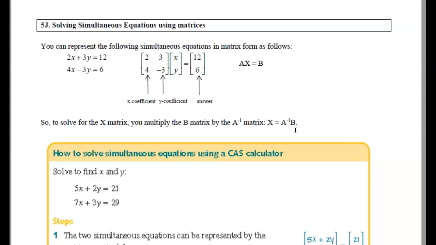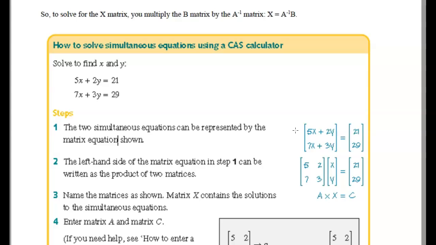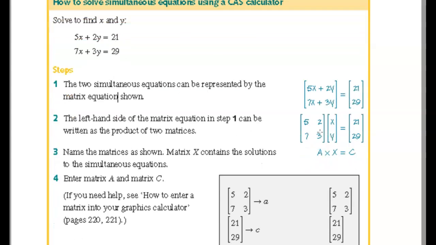Very, very important. All right, so here's how to do it on your calculator. We've got our 2 equations. You can see them represented here in matrix form.